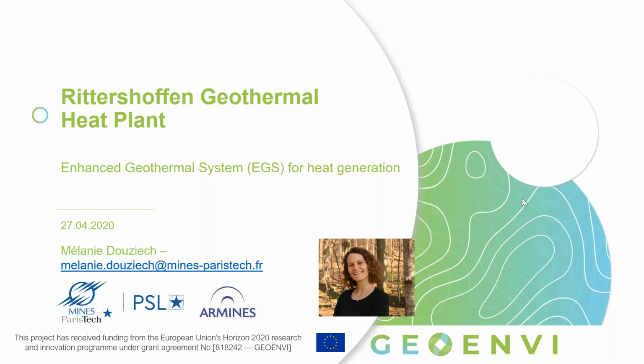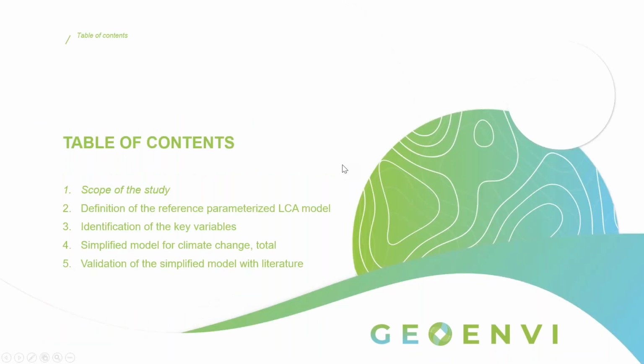As mentioned by Valeria and Guillaume, I will now continue on presenting the simplified model for Rittershofen. First, we will start with the definition of the reference parameterized LCA model. Then I will go on by identifying the key variables of this model. I will present the simplified model that we derived for climate change and spend a few words on the validation of the simplified model with literature.